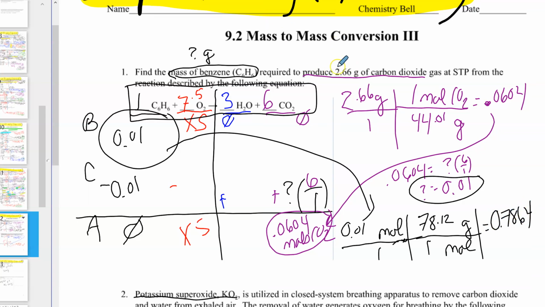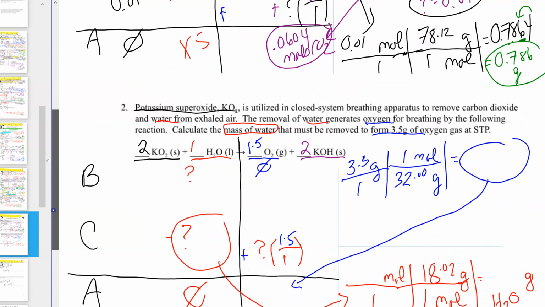0.7864. Look back to the original problem. Here's your 3 sig figs: 1, 2, 3. So the 4 won't round the 6 up. Our final answer is 0.786 grams of benzene. Good. And if you want, you can fill in the rest of the BCA table, but I'm only filling in the parts that answer the direct question that we were asked.